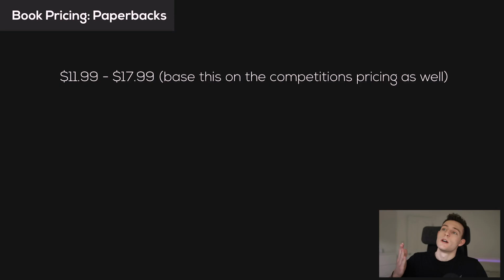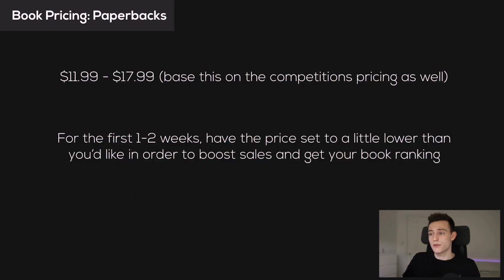Paperbacks, pricing for these: $11.99 to $17.99 is kind of the average for paperbacks on KDP. It totally depends on your niche and your competitors though. You'll see I'm going to talk about competitors in the tutorial, but typically speaking, $11.99 to $17.99 is a good sweet spot for paperbacks. For the first 1 to 2 weeks, have the price set a little bit lower than you'd like it. Same idea as the 99-cent thing with ebooks. Have it a little bit lower so you can compete with your competition, get more sales, start off on the right foot with Amazon's algorithm and have a successful book launch.